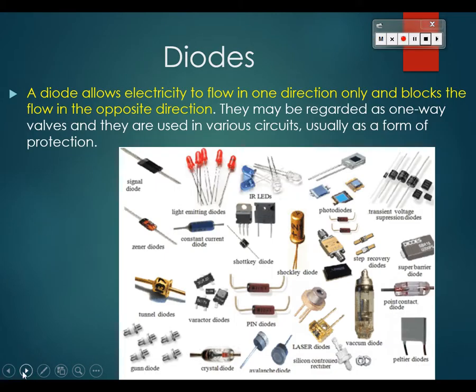Okay, all you need is a definition of a diode. This is something new they added to your objectives this year. A diode, you actually see them on computer circuit boards. They allow electricity to flow in one direction only, and it blocks the flow in the opposite direction. So if the electricity tried to reverse itself or go backwards, it actually stops it. It's kind of like a stop sign, and it makes it go only one direction.